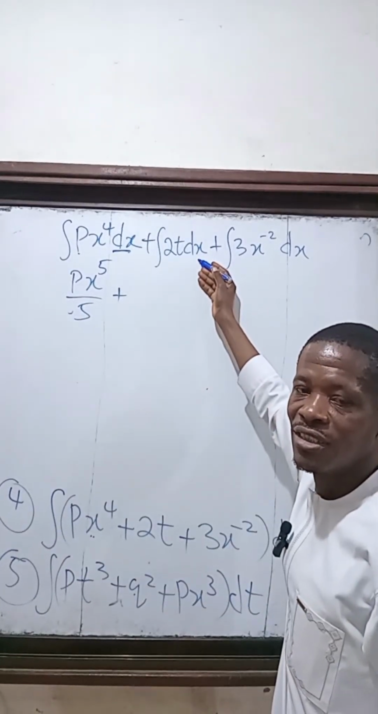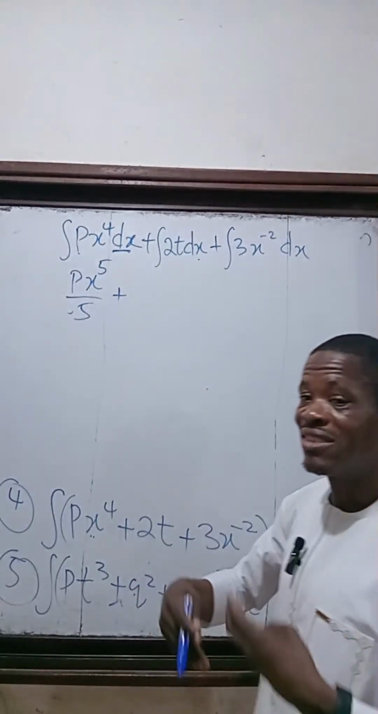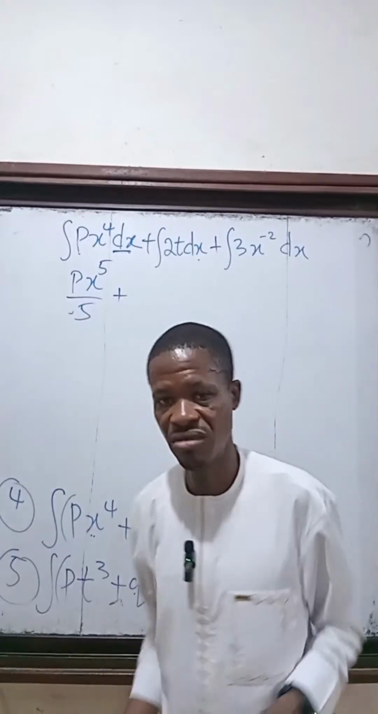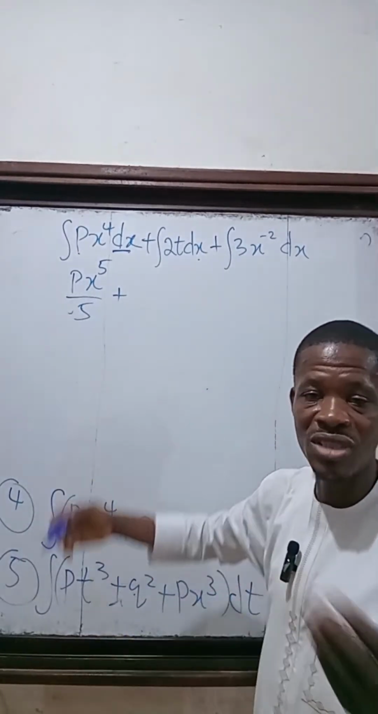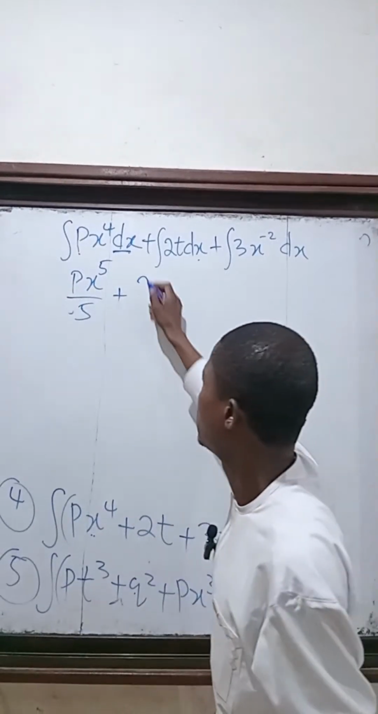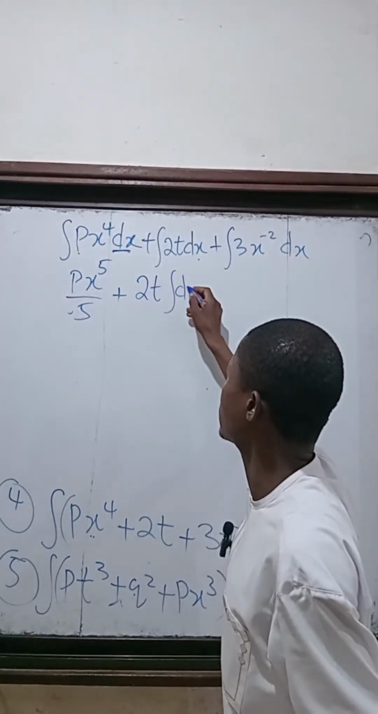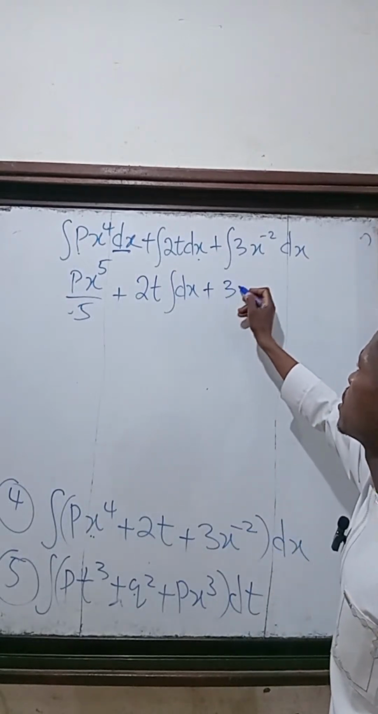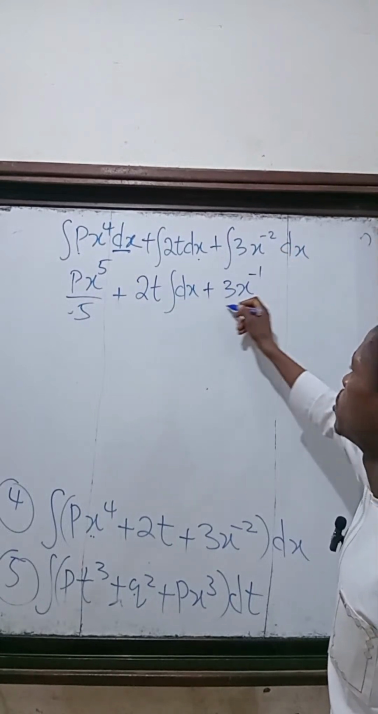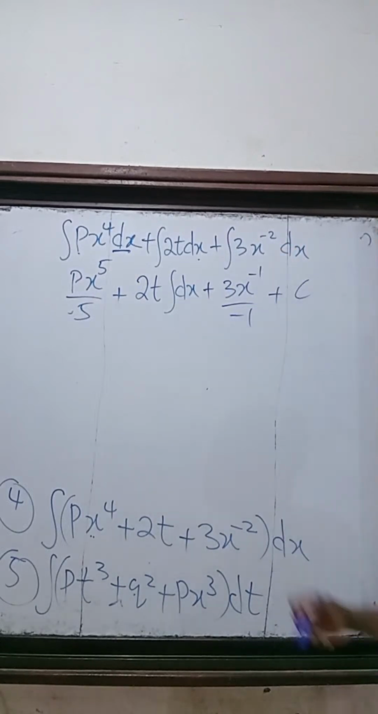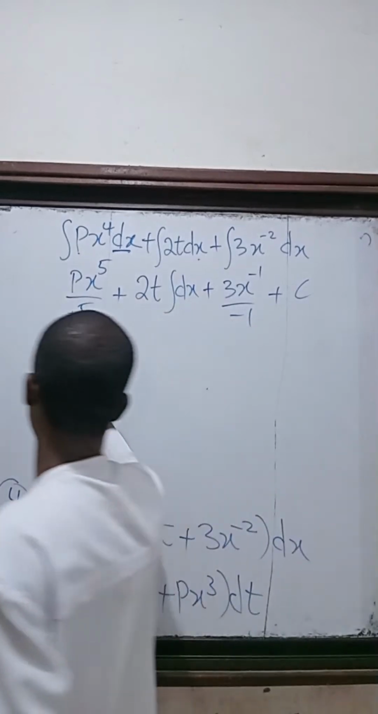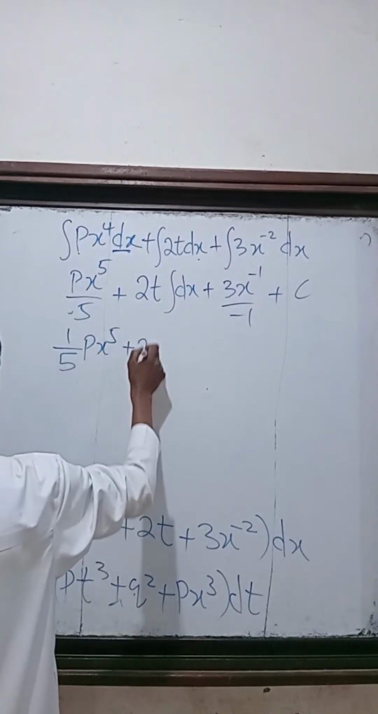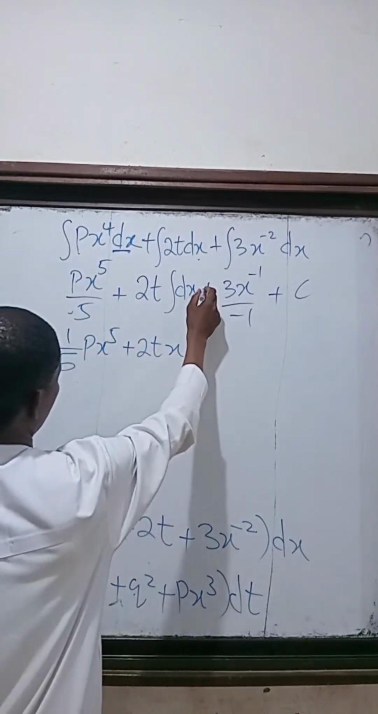Because the x is telling us that we are integrating the function with respect to x. So if it's not x, it shows that it's what? It's a constant. So 2t will be outside, then you have the x. And then plus this one, that will be x to the power 3 minus 2 plus 1, that's minus 1, over minus 1. And then plus c.